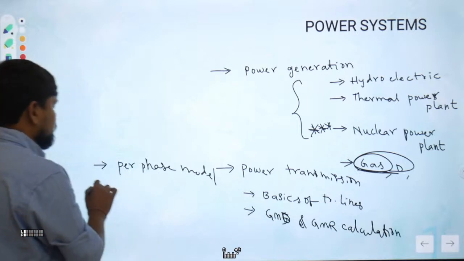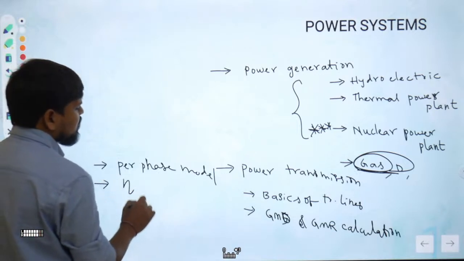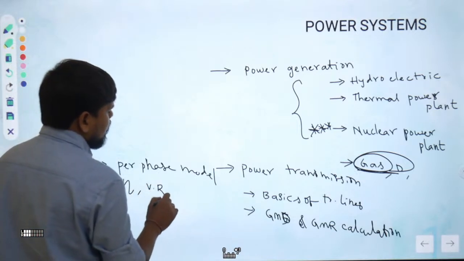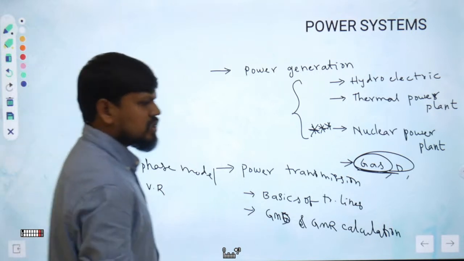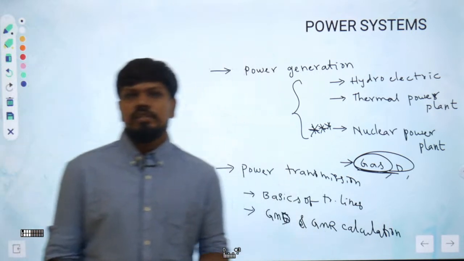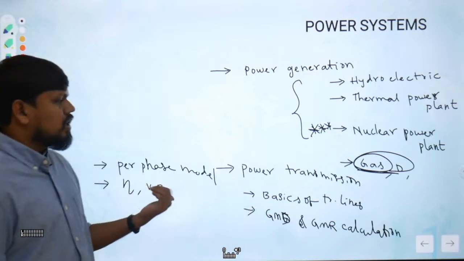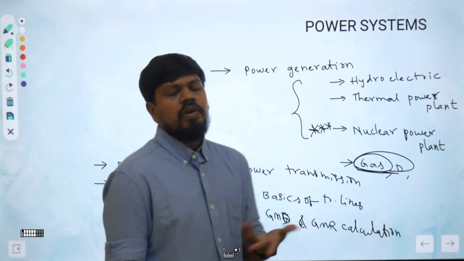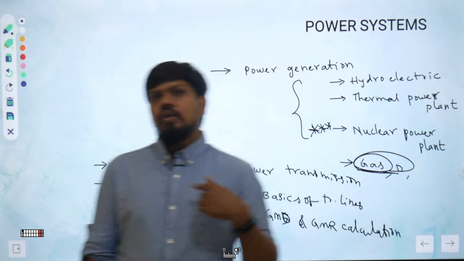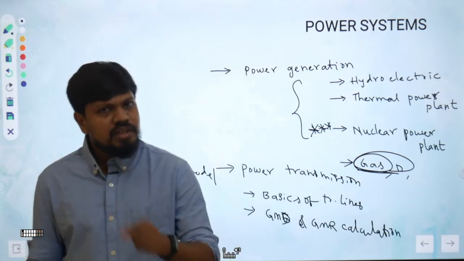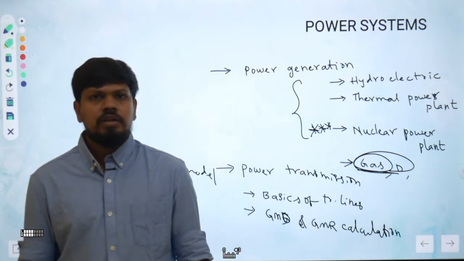After that you have to represent the efficiency and voltage regulation of the transmission line. These are like performance indices. Every system, after designing, you need to check its performance. Understood, right?